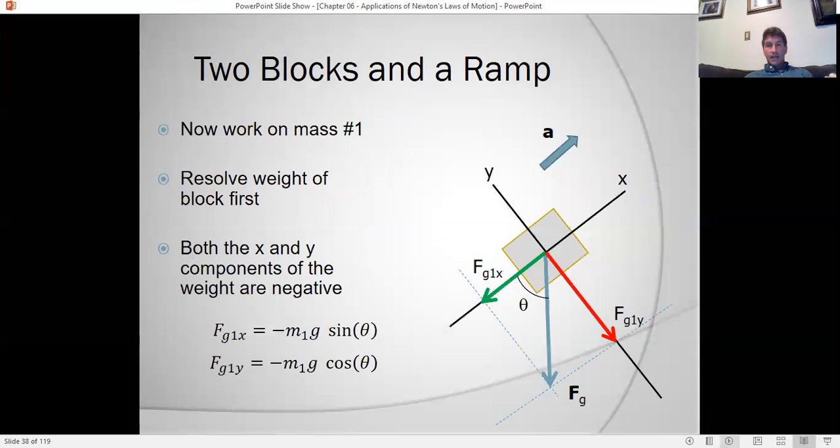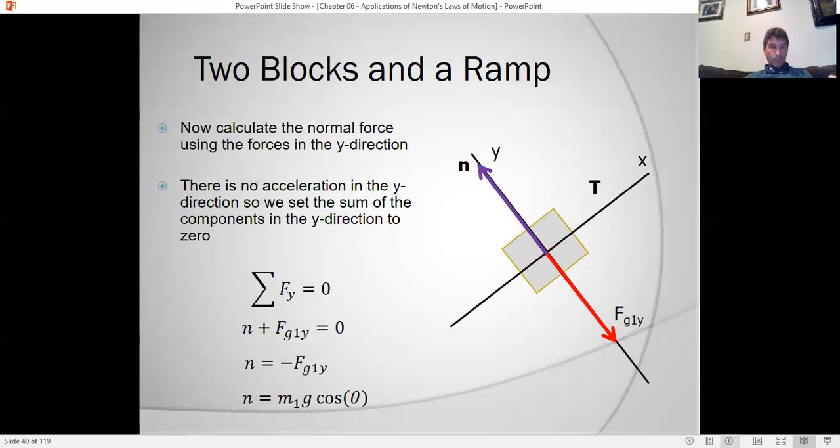But for a block on the inclined plane, we've got to resolve the force due to gravity, or weight. Here's the y component. Here's the x component. It is the y component that is used to find the normal force in the y direction. So again, looking at the normal force, now instead of the normal force being m1g, it's m1g cosine theta, because it's equal and opposite to the y component of the weight. Why do we need this? Because we're going to plug this into our friction equation.